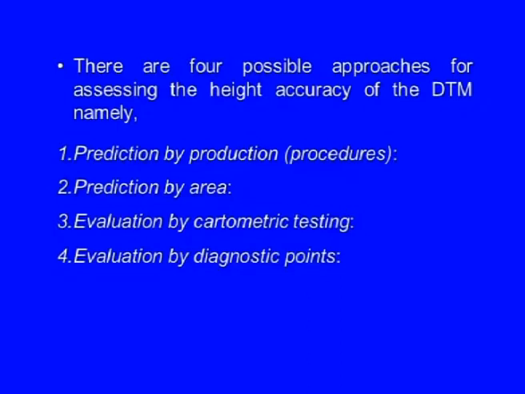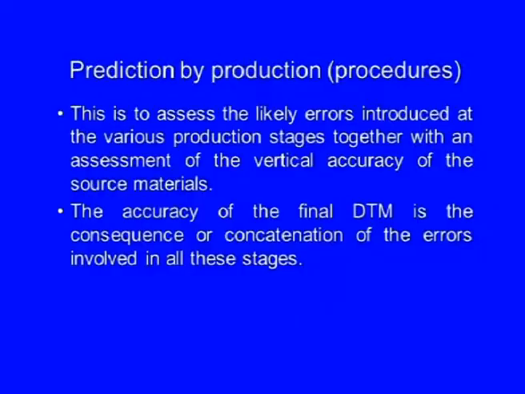There are four possible approaches for assessing the height accuracy of the DTM, namely prediction by production, that is the procedures used, prediction by area, prediction by cartometric testing, and evaluation by diagnostic points. So, let us look at them each one by one. First is prediction by production, that is the procedures used. This is to assess the likely errors introduced at the various production stages together with an assessment of the vertical accuracy of the source materials.